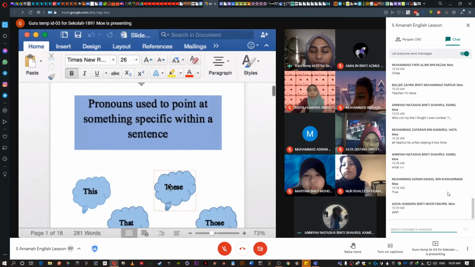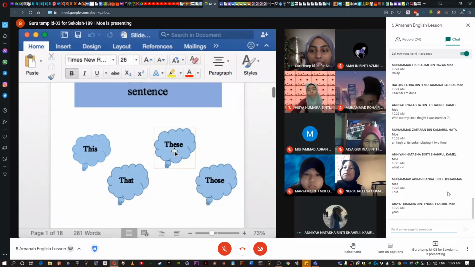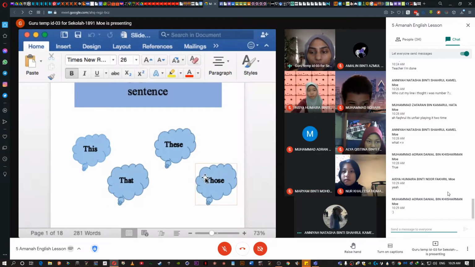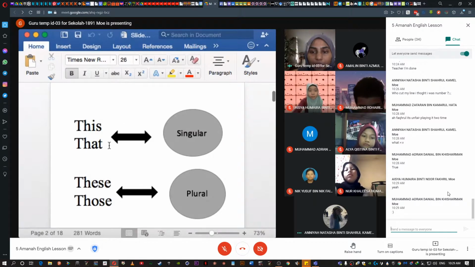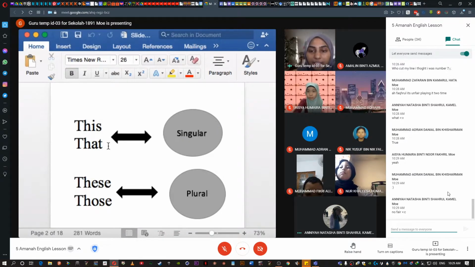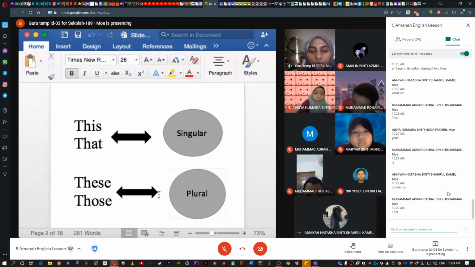So, let's move. Demonstrative pronoun terdiri kepada ada 4 iaitu this, that, these and those. So, this and that, we use when we see a singular. For these and those, as you can see the ejaan dekat sini. So, these and those we use for plural, okay? This and that for singular, these and those for plural.